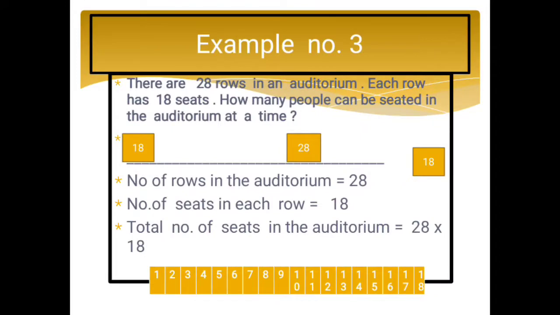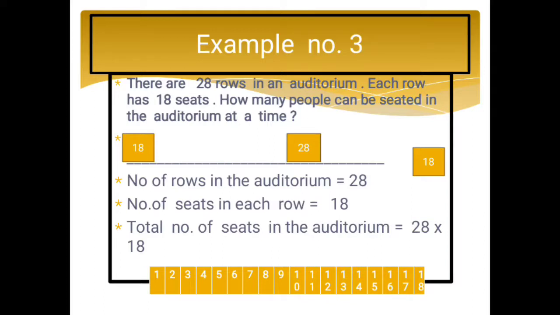Now the next example. What is the next example? There are 28 rows in an auditorium. Each row has 18 seats. Once again the same question. One row, how many seats? 18 seats. How many people can be seated in the auditorium at a time? And how many rows do we have? 28 rows. So as I told you, in the multiplication problem, it's given for one number and they're asking for more than one number.